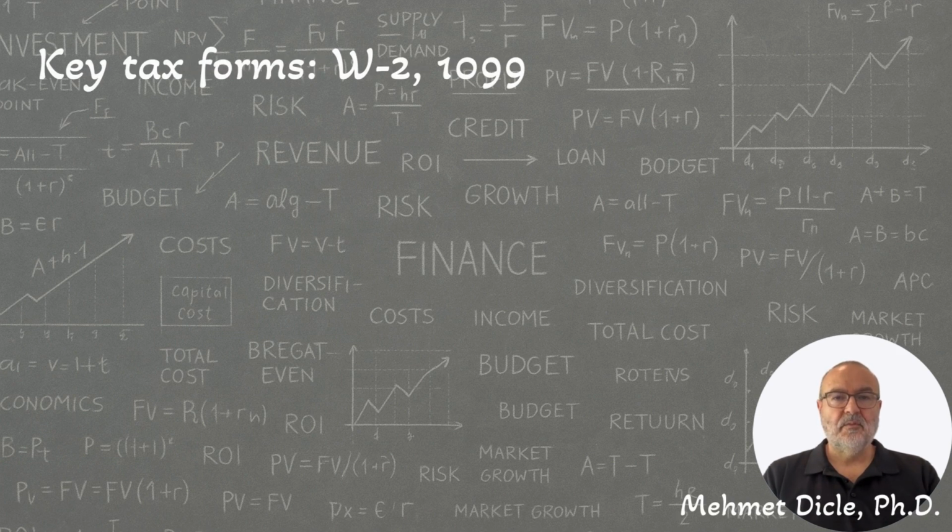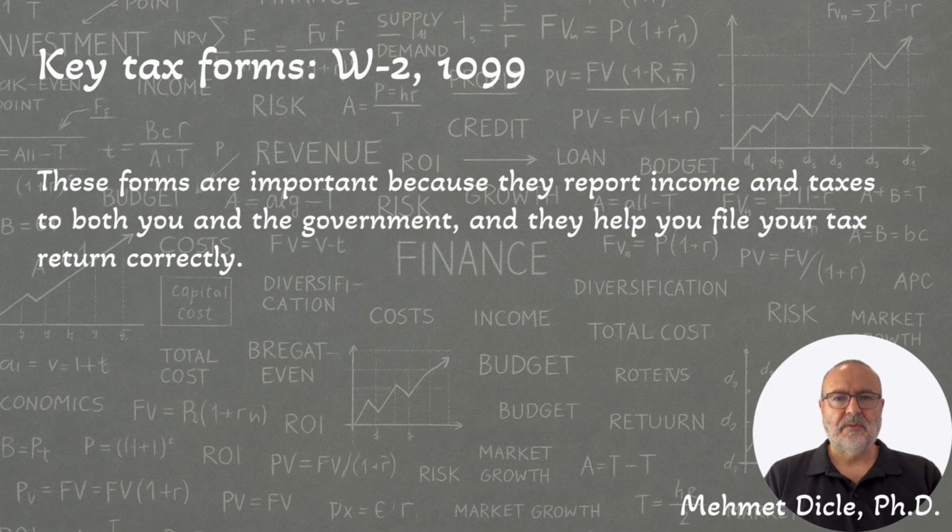In this lecture, we'll focus on two key tax forms that every college student should understand, the W-2 and the 1099. These forms are important because they report income and taxes to both you and the government, and they help you file your tax return correctly.